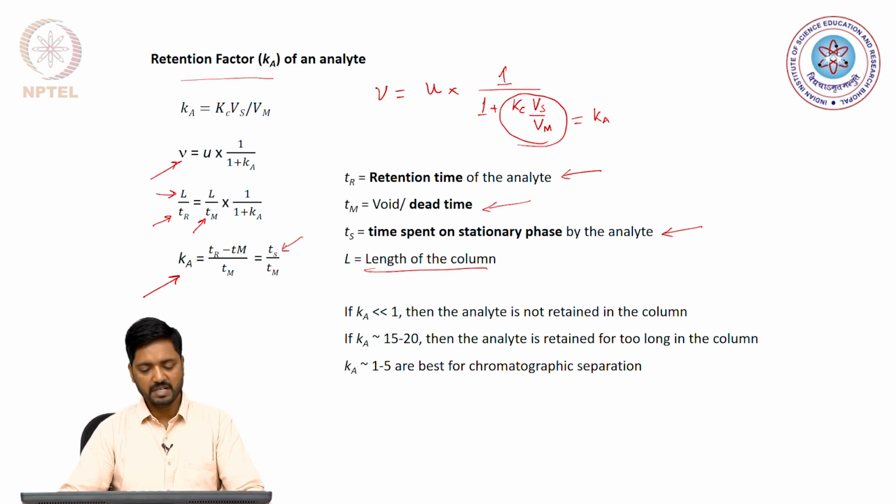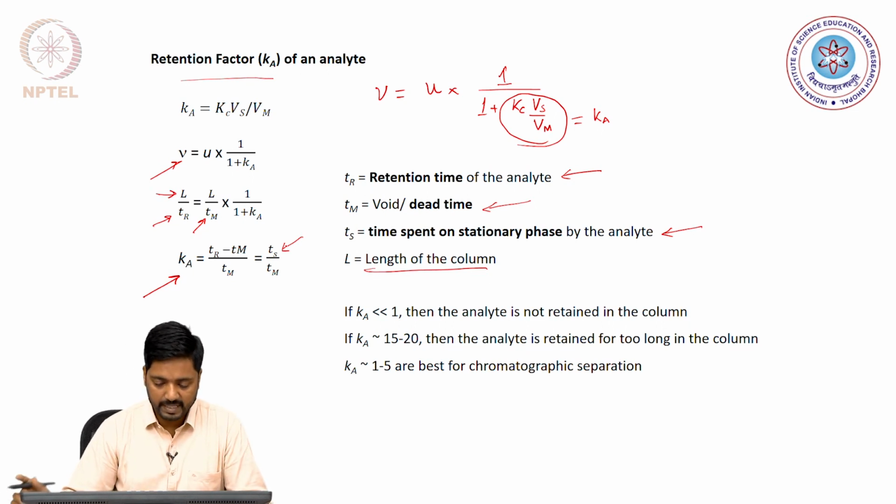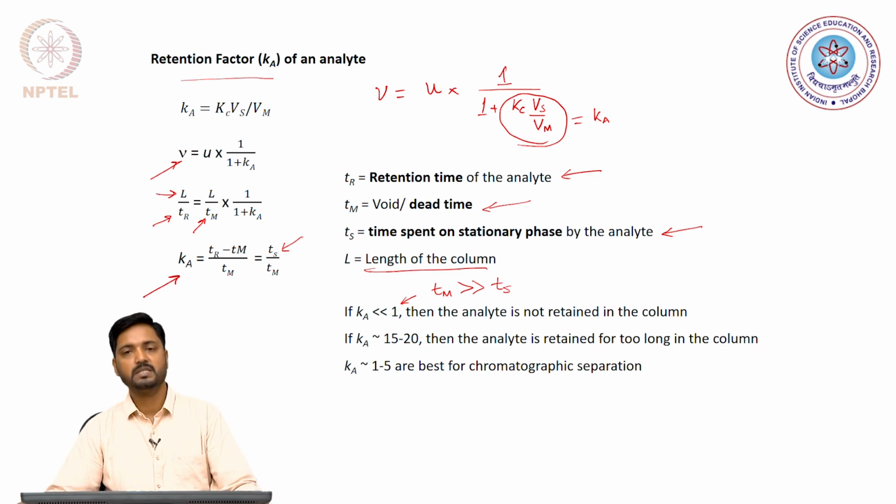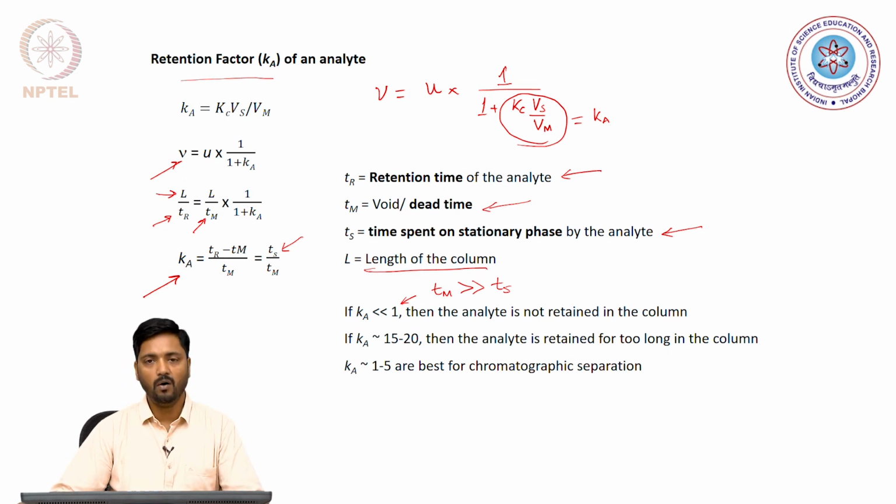So, if this fraction is much less than 1, then we are implying that the analyte is spending much more time on the mobile phase, or is eluting out with the mobile phase. In other words, a Ka value or a retention factor which is much less than 1 indicates that our analyte is not being retained in the column. So, it is coming out almost along with the mobile phase, and the time that it is spending inside the column is very close to the void time or the dead time.